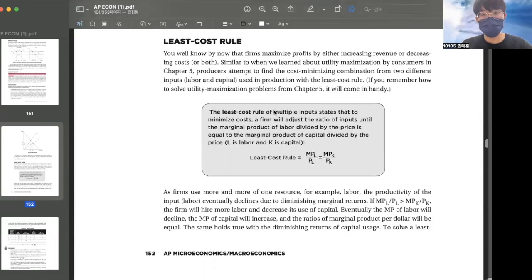The least cost rule of multiple inputs states that to minimize costs, a firm will adjust the ratio of inputs until the marginal product of labor divided by its price is equal to the marginal product of capital divided by its price. The least cost rule formula is written over here, and you must remember this as it comes up in the AP contest.